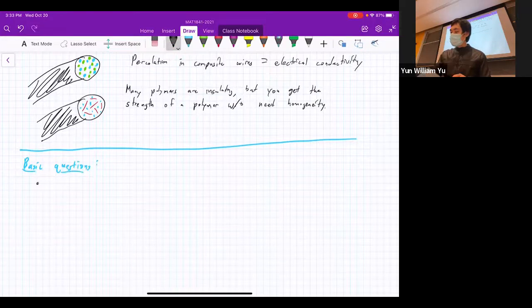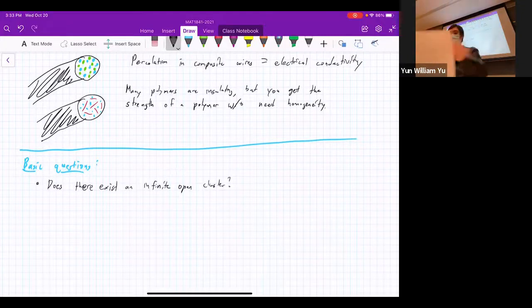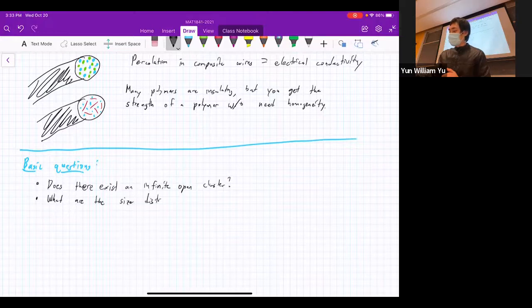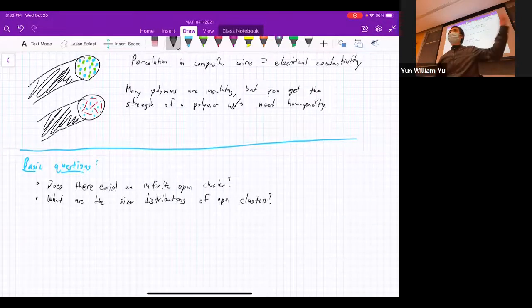First, does there exist an infinite open cluster? And you might also ask questions like, what are the size distributions of open clusters? But for our purposes, we're mostly going to be looking for infinite paths, because that's the motivating idea here, which is, can you go from one end to the other?